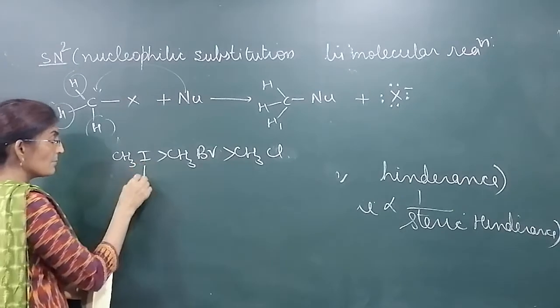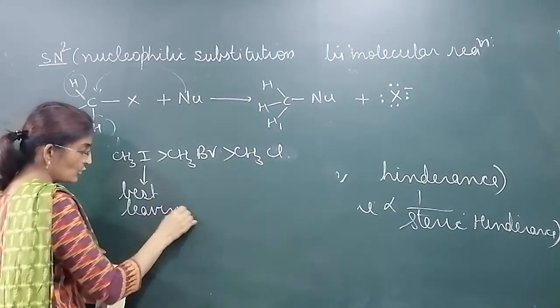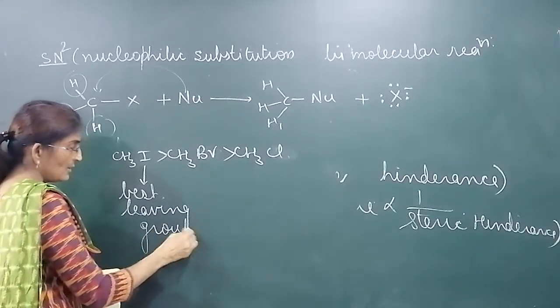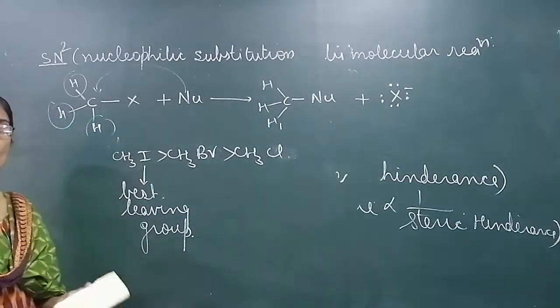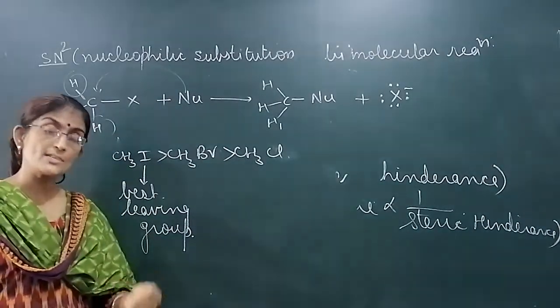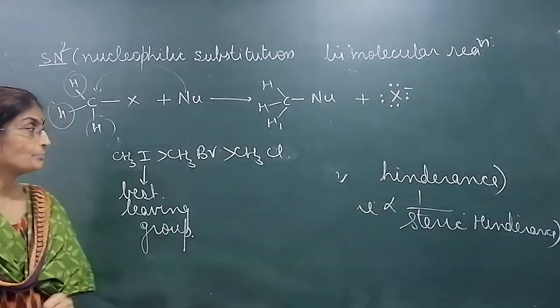As this is the best leaving group. It should also leave, right? If it leaves, then a nucleophile can attack. So because this is the best leaving group, methyl iodide undergoes the SN2 mechanism faster. So this order is followed for SN1 as well as for SN2 reactions. Clear?